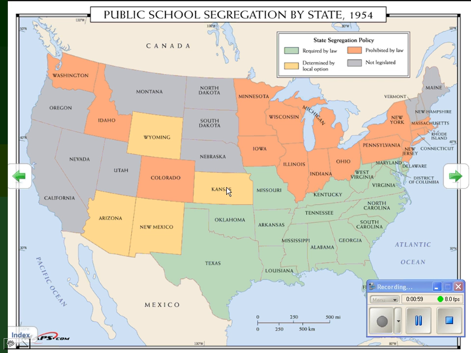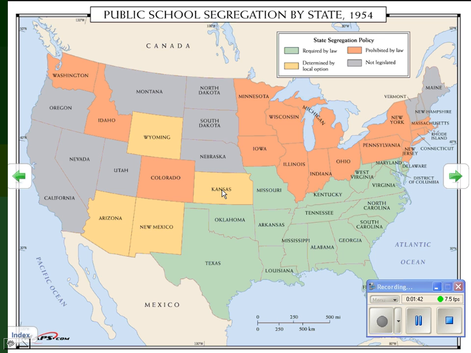Now, these yellow states here left it up to the individual cities and towns. They could decide to segregate or to integrate. It was up to those individual areas. The orange states here in the north and some in the west banned segregation. They said students must attend the same schools, regardless of race. And these gray states mostly did not have segregation, but they didn't have any laws on the matter. Okay, so this is the situation. Now, in one of these states, Kansas, the city of Topeka had segregated schools.